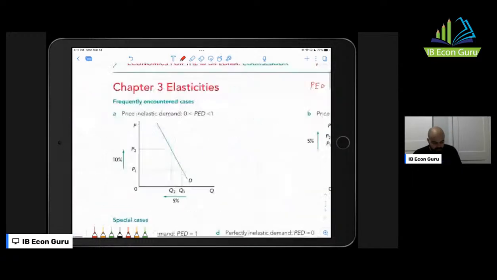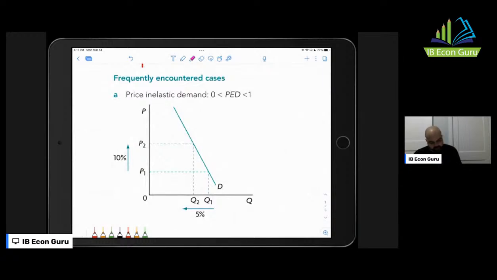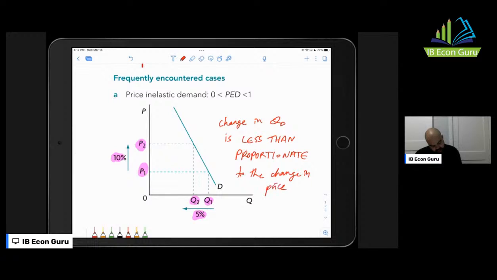Okay, so have a look here, for example, price inelastic demand. You'll see in this example, price rose from P1 to P2 by 10%. But in response to the rise in price, quantity demanded decreased only by 5%. Here you can see that the change in quantity demanded is less than proportionate to the change in price. All right, the percentage change in quantity demanded is smaller than the percentage change in price. Remember, we look at percentage changes, not absolute changes.